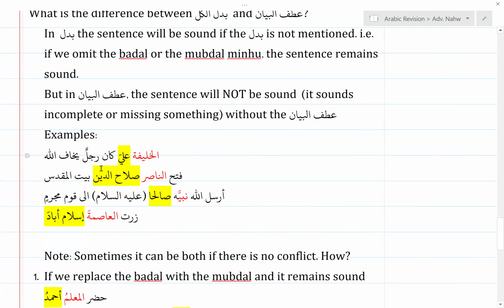For example, in عطف بيان, if I say الخليفة علي كان رجل يخاف الله. If I remove the علي and I just say الخليفة, because here Ali is the عطف بيان, and I say الخليفة كان رجل يخاف الله, then you start questioning, which Khalifa? There are so many Khalifas. Are you talking about Abu Bakr, Umar, Ali, Uthman? Which Khalifa are you talking about? Who's the person? So you have to bring in the atf bayan, and you cannot remove it because it adds more information to Khalifa. I'll give you another example.